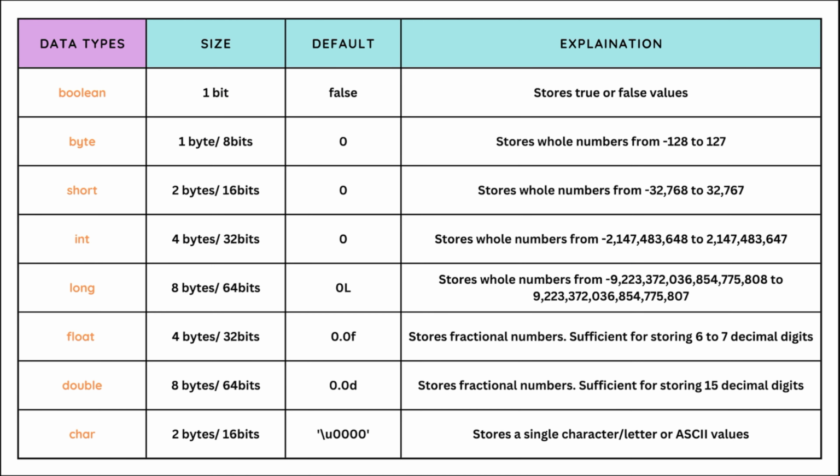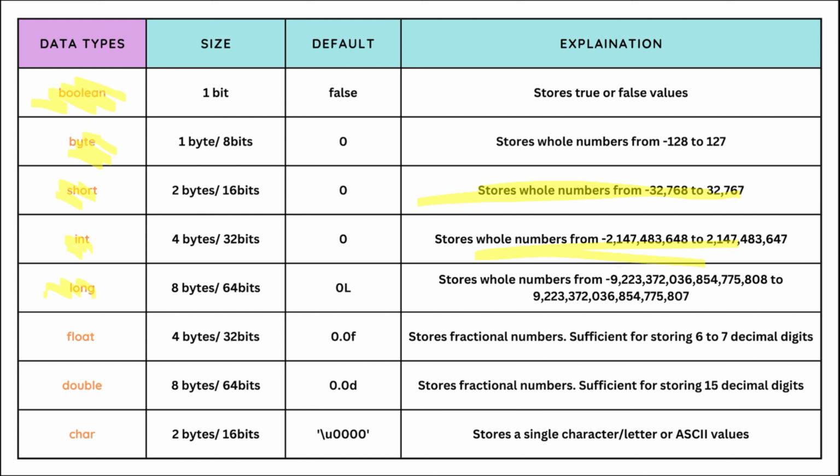Boolean. This one is super simple. It can only be true or false. It's useful for conditions, toggles, and anything binary, but we'll get to this later. And then we've got byte, short, int, and long. These all represent whole numbers, integers, but they differ in size and range. You can see this right here.